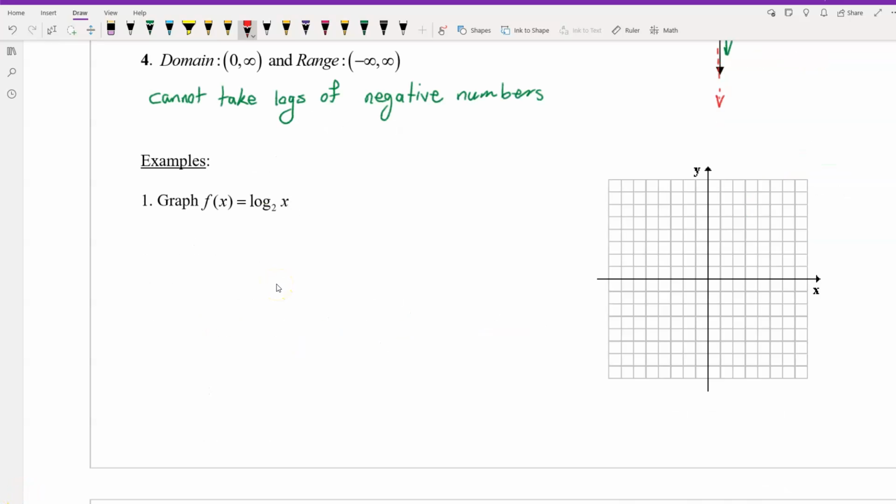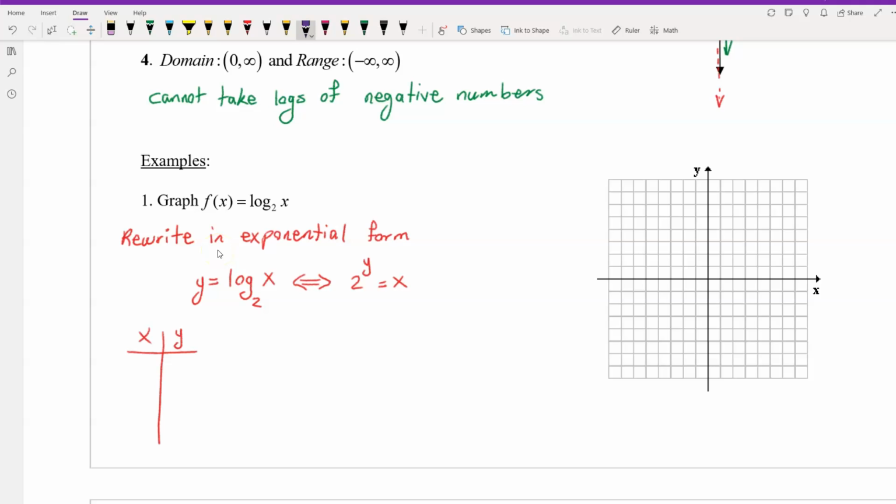Graph f of x equal to log x base 2. We write this function in exponential form. So let y equal to f of x. What we have here, y equal to log x base 2. So based on what we have here, writing in exponential form, we have 2 power y equal to x.